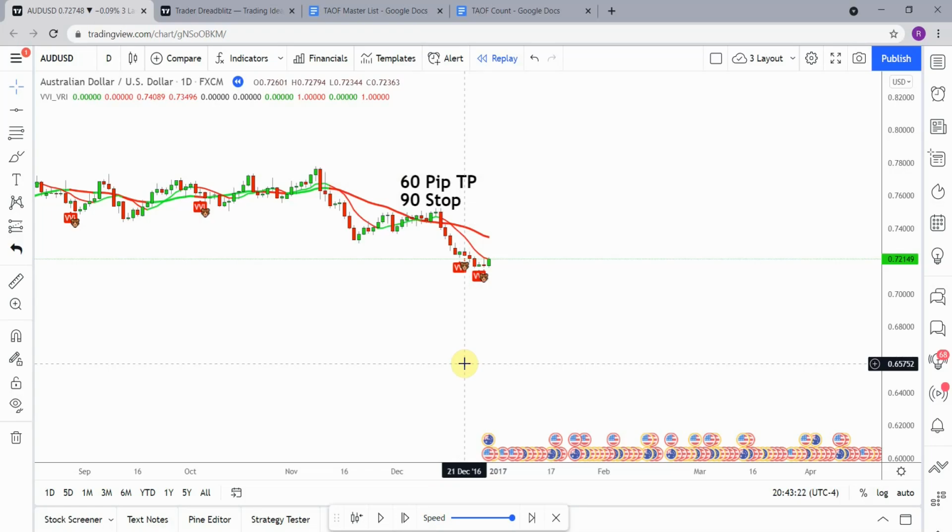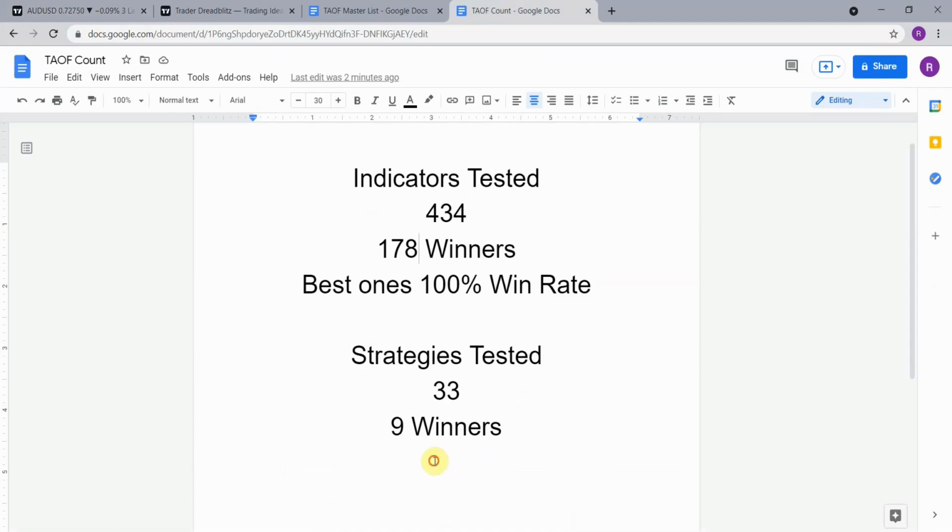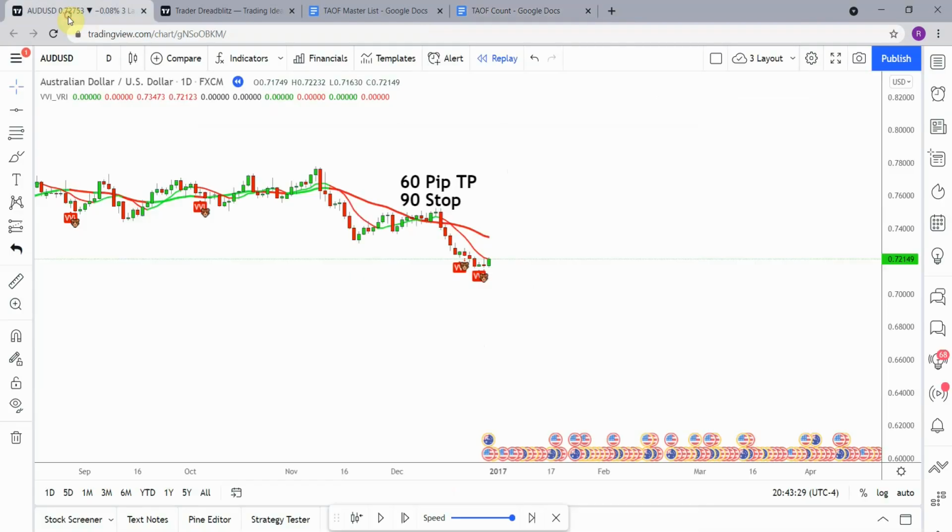Alright, as I said, today we will be testing the red and green ignored bars indicator. Before we do though, I wanted to put the testing scoreboard up for everyone to see. So to date, we have tested a total of 33 different strategies, with 9 of them being winners. We've also tested a total of 434 indicators, with 178 of them being winners. The best ones so far were able to achieve a 100% win rate. Now you need to go back and watch those videos to understand the context of how they were able to achieve that. So go back and watch those videos and see what you can get out of those winning indicators.